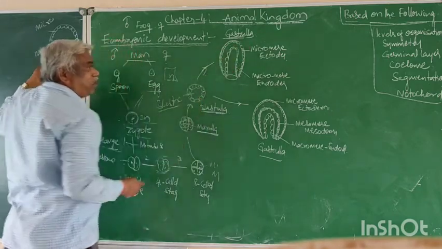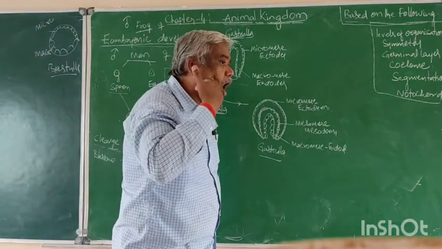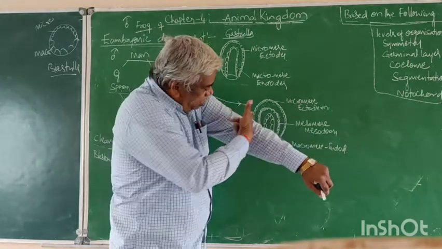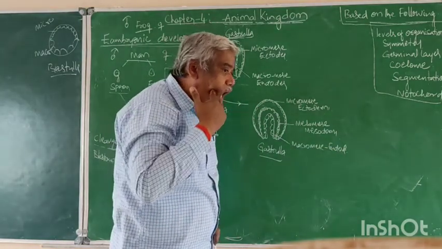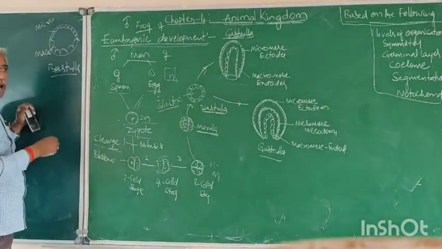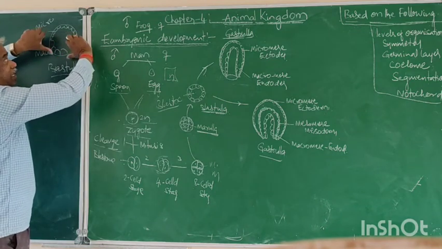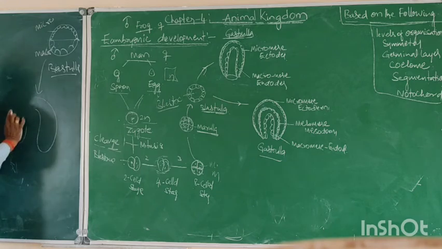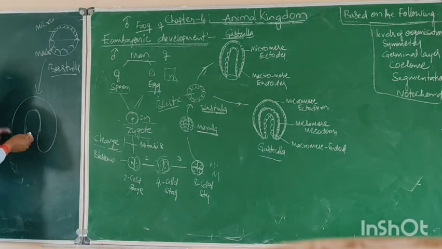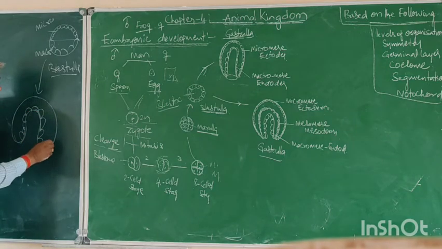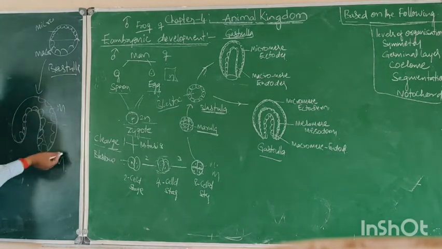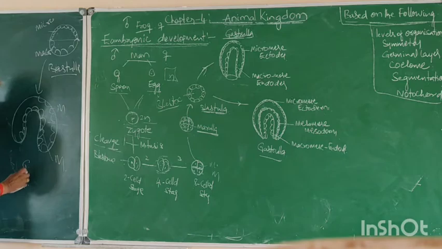How does the blastula change into the gastrula? By invagination, inward growth. The total inner half goes inward. The inner layer has the inner cells and the outer layer has the outer cells. The outer cell is called the micromere, the inner cell is called the macromere. Now this tube-like structure after the blastula is called the gastrula.